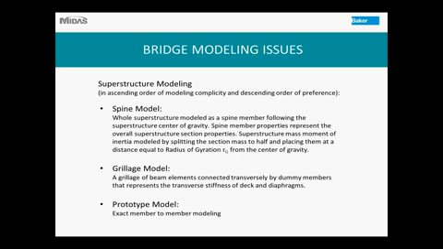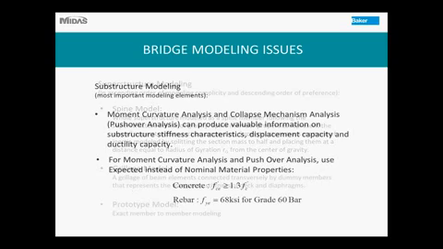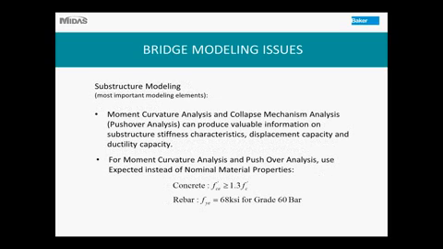Then you can do a grillage model. The grillage model follows the centroid of your beams and connects them transversely by dummy members that represent the transverse stiffness of the deck and diaphragms. And of course, there's a prototype model, which is exact member-to-member modeling. Substructure modeling is also member-to-member, and this is a very important modeling element, so you need to have those accurately in your model. Moment curvature analysis and pushover analysis can produce valuable information on substructure stiffness, displacement capacity, and ductility capacity.